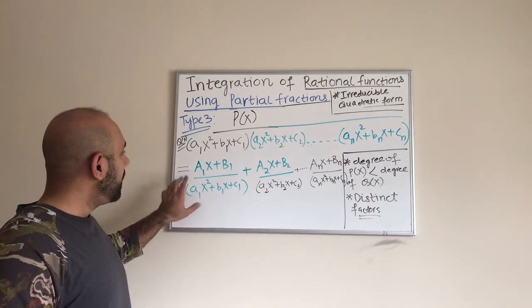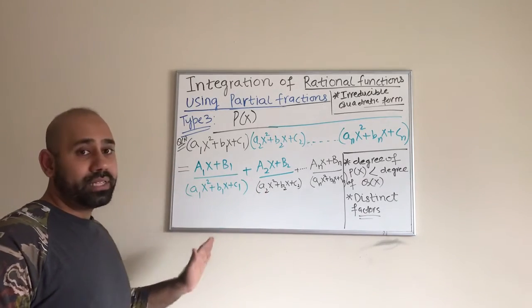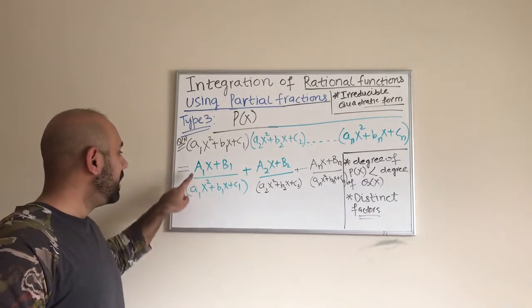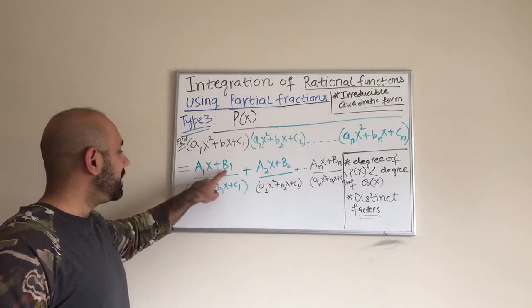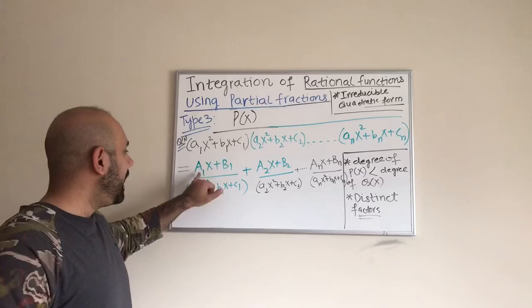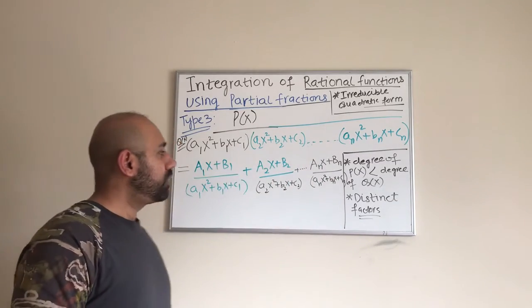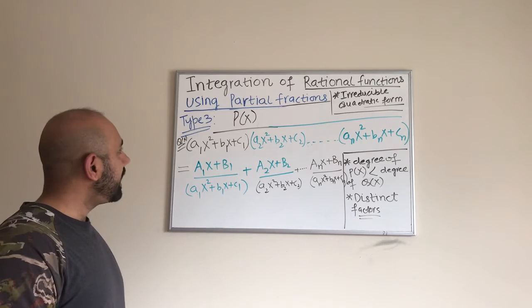And guys, if you see the right hand side, the partial fractions are slightly different than the other types, type 1 and type 2. We don't only have a constant upstairs, we have a linear function of the form mx plus b: a1 x plus b1, then a2 x plus b2, so on and so forth, right? So this is the type 3.